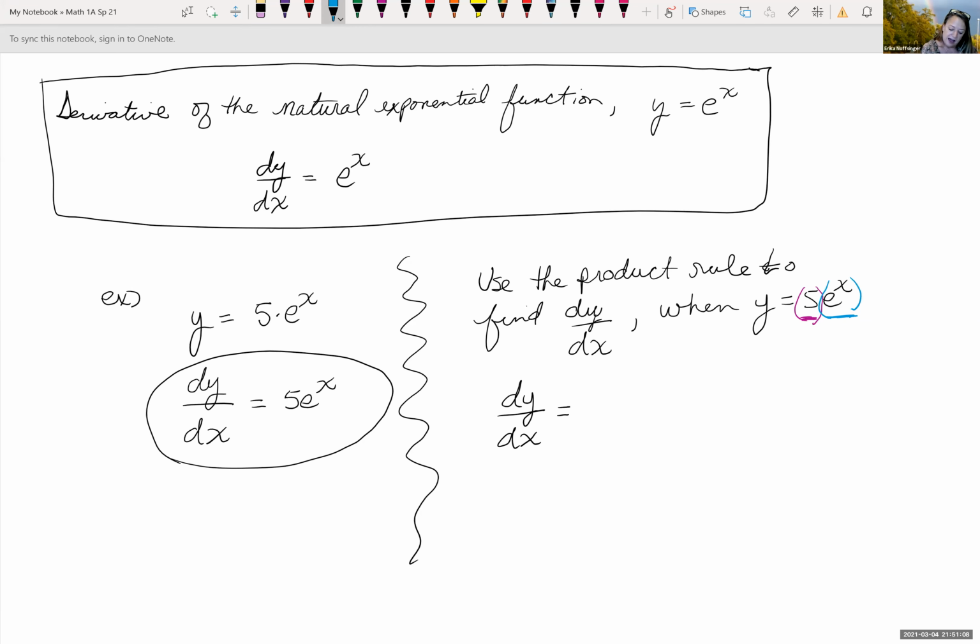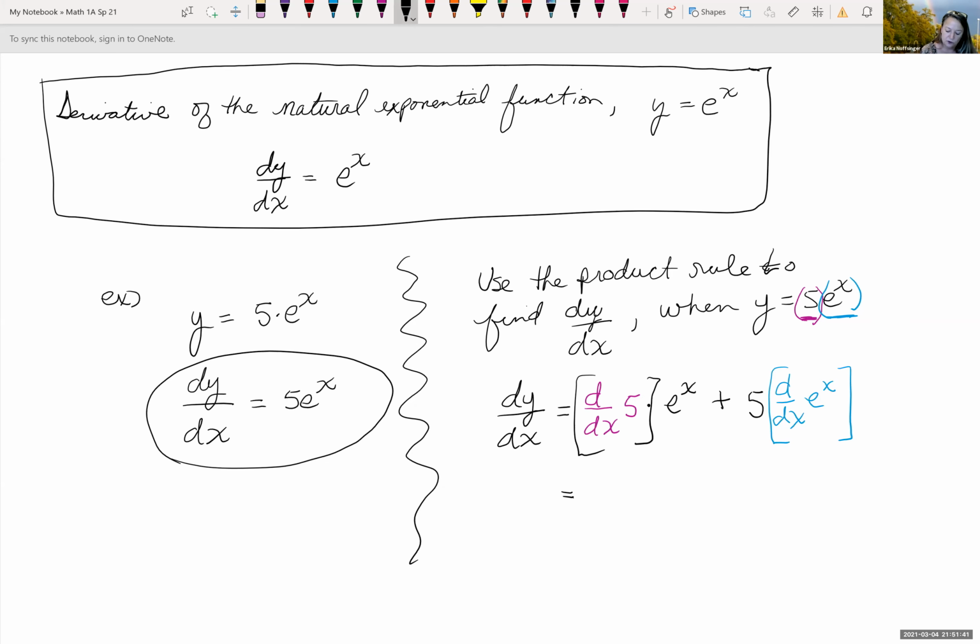So d/dx of the first function, 5, times the second, which is e to the x, plus the first function, which is 5, times the derivative. I haven't taken it yet, I'm just going to write it d/dx. I'm going to take the derivative of e to the x.